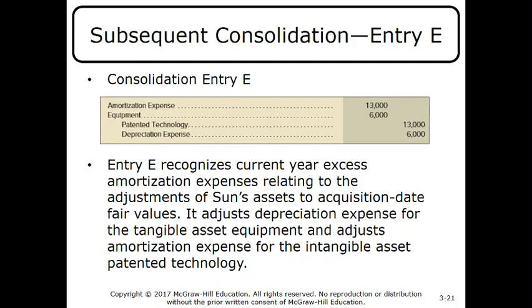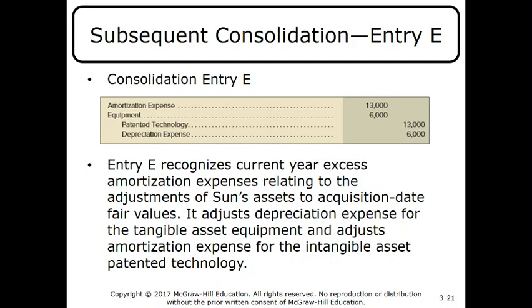So you've got to come back in, and in your consolidation entries, account for the excess amortization. Now you can do this a couple of different ways. Here, they're combining these. Your debits are amortization expense of 13, and of course you're adding back to equipment for the next 5 years $6,000. So that's your other part of the debit, and then your credit is $13,000 to patent technology. So you're reducing patent technology by $13,000 every year for the next 10 years.